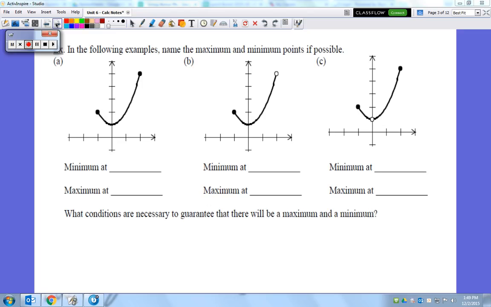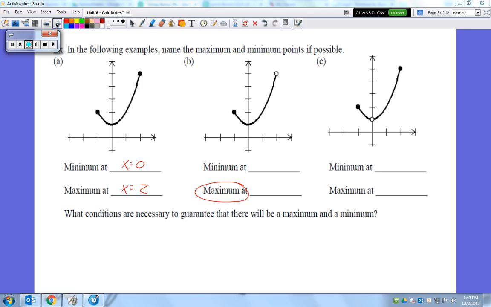Minimum at what? X equals 0. Maximum at? X equals 2. What did we say the maximum was here? Does not exist, right? It's not possible. Not undefined, because that's like dividing by 0. This is not possible, so we just say it does not exist. Why? Because it's an open interval. It needs to be closed.